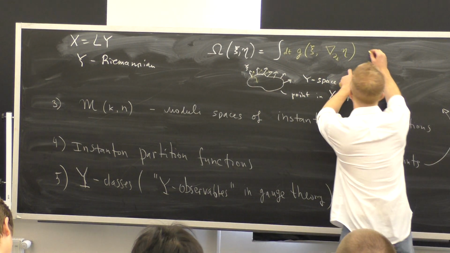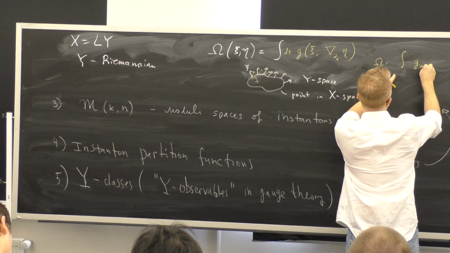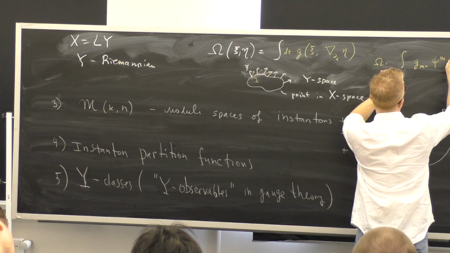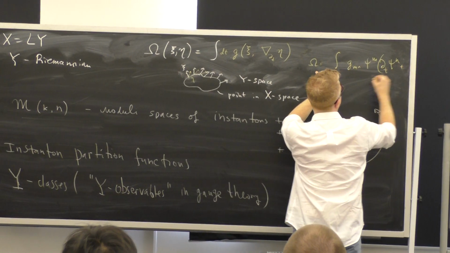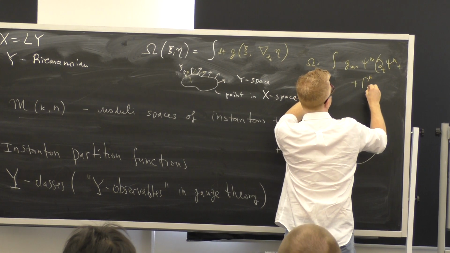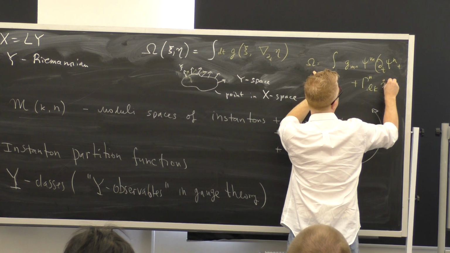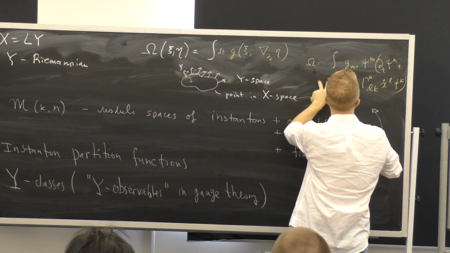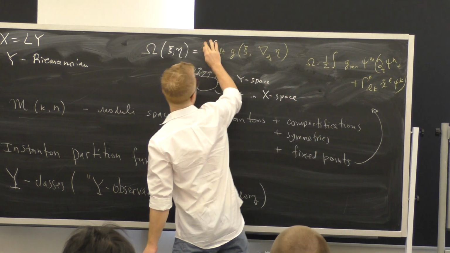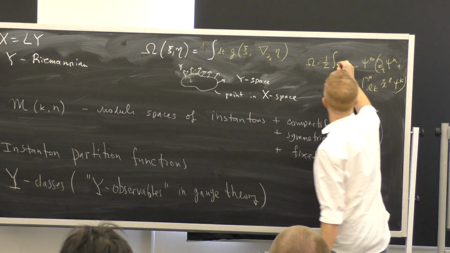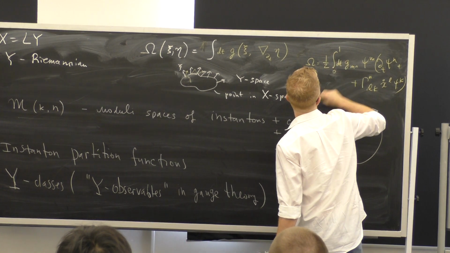In physics notation, omega is the integral of g_mn psi^m d/dt psi^n dt, where t is a periodic variable, so it's a parameter on the loop.